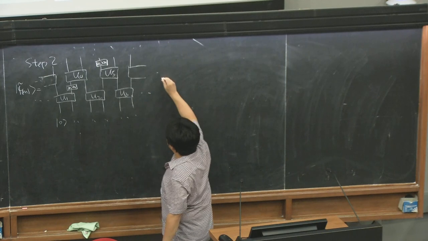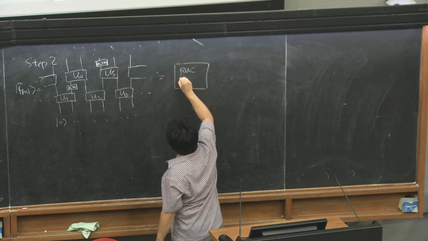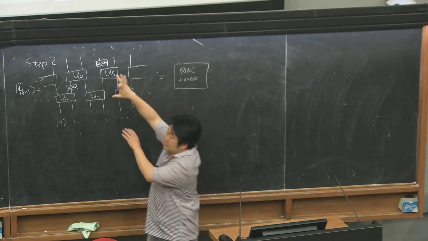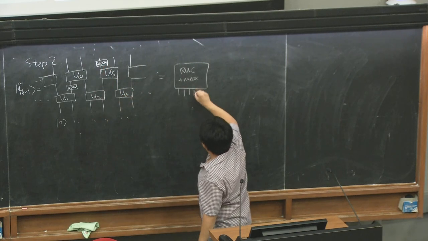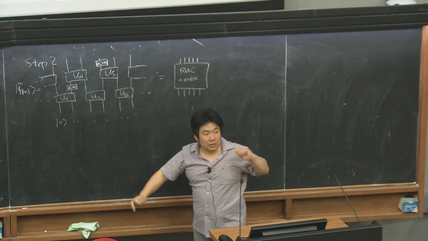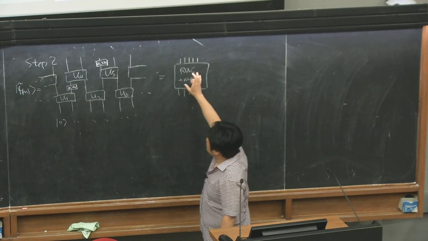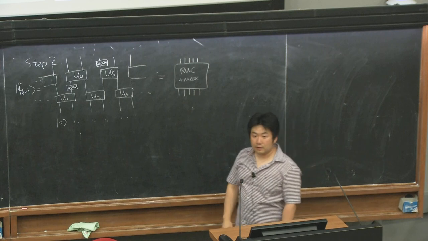This is too complicated a diagram, so I'm going to simplify by saying RUC plus measurement. Whenever you see this diagram, you should imagine this whole thing shrunk in this way, and then we have many legs. Inside there are some projectors associated with the measurement outcome. So this depends on the choice of U, and this object depends on the measurement outcome M, okay?